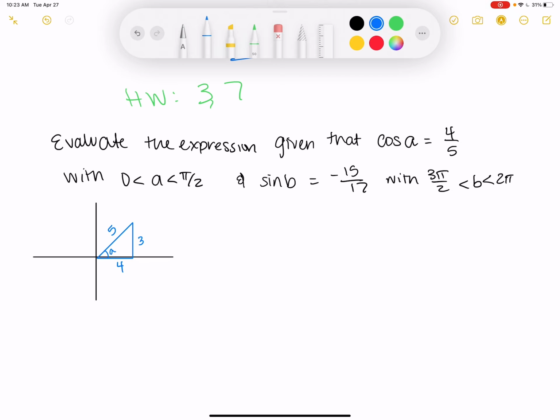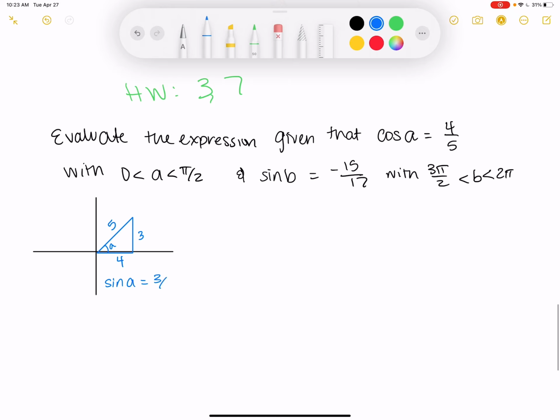Okay, so with this one, what would the sine of A be equal to? 3 over 5. The cosine of A was given to us, that is 4 over 5. And then the tangent of A would be what? 3 over 4.